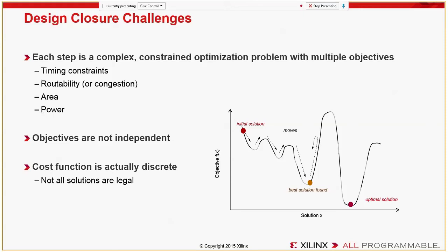Furthermore, the cost function is not continuous. It is discrete, and so not all solutions could be legal. So the solution space is also very complex. The objective function is not smooth. It typically has a large number of local minima in which the optimization could get stuck. And good algorithms and good tool methodologies involve the usage of separate steps to climb out of these local minima to get to a more optimal solution.